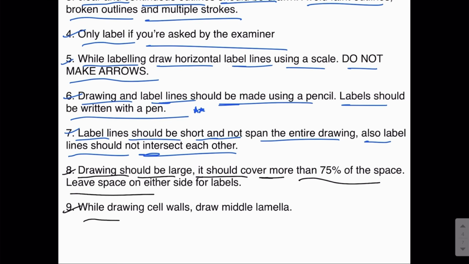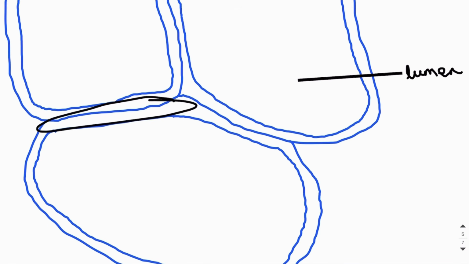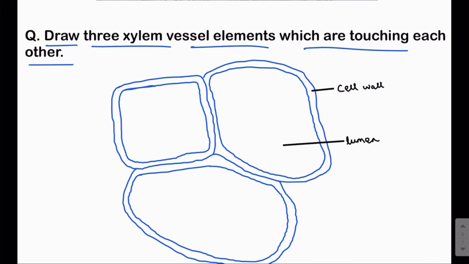While drawing cell walls, draw the middle lamella. That's what I discussed, that we need to be careful. We need to draw the middle lamella. That is the layer between two cell walls of the plant cells.